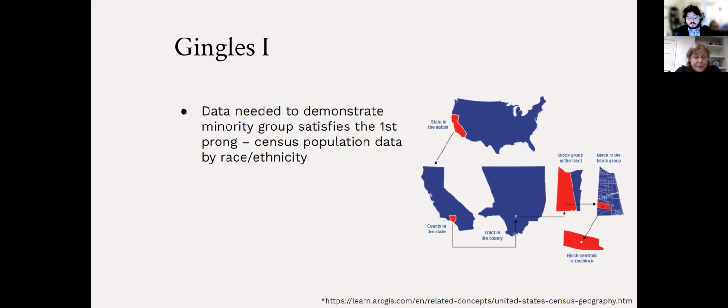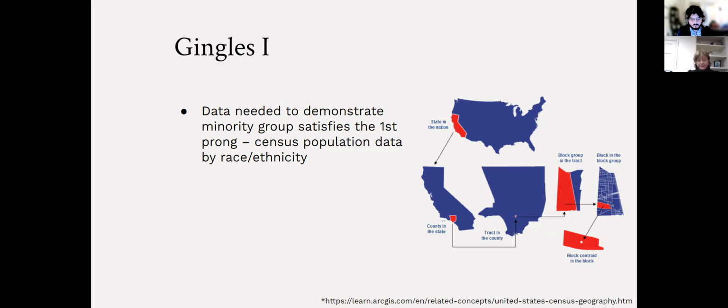Now, it's pretty simple in most respects to do this, especially nowadays where you can find the GIS online as well as the data online. You're going to use census population data by race and ethnicity. This data will come in the form of what's called the PL 94-171 data from the census. It's going to be down to the block level. And it is delayed this year, but we all have it now.